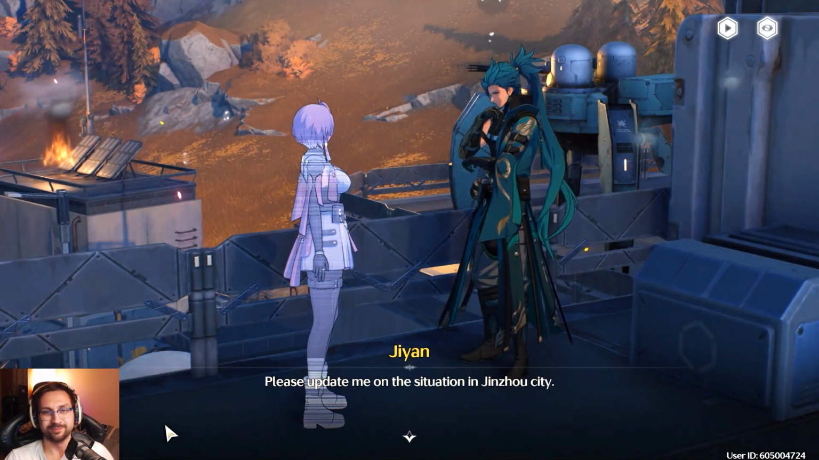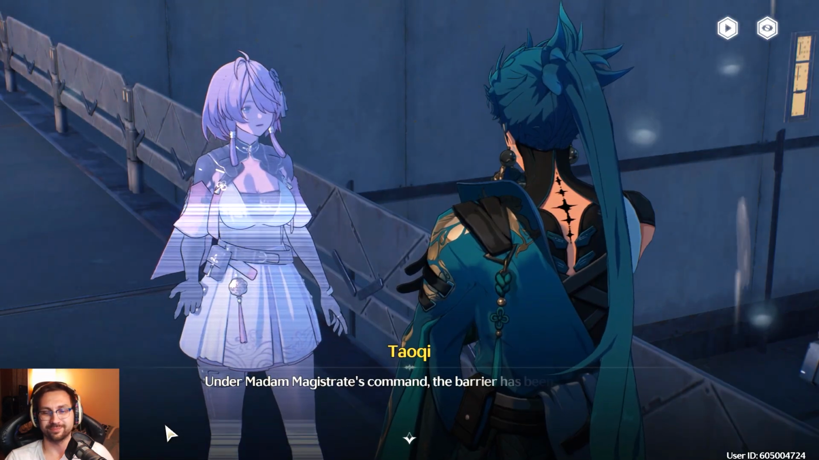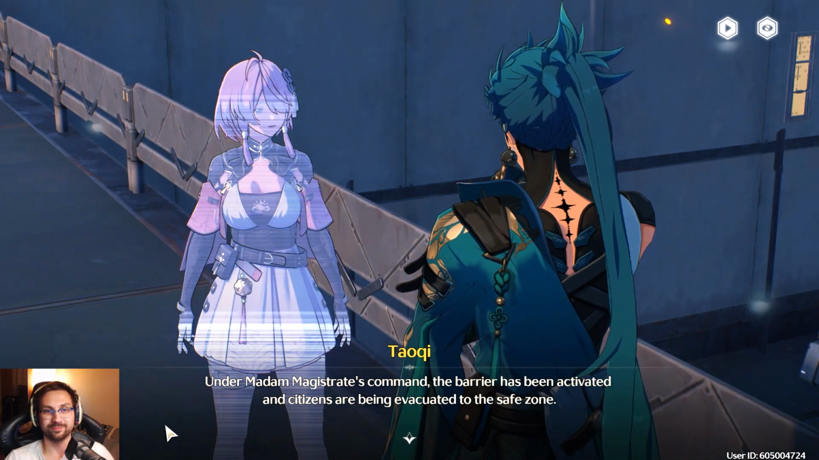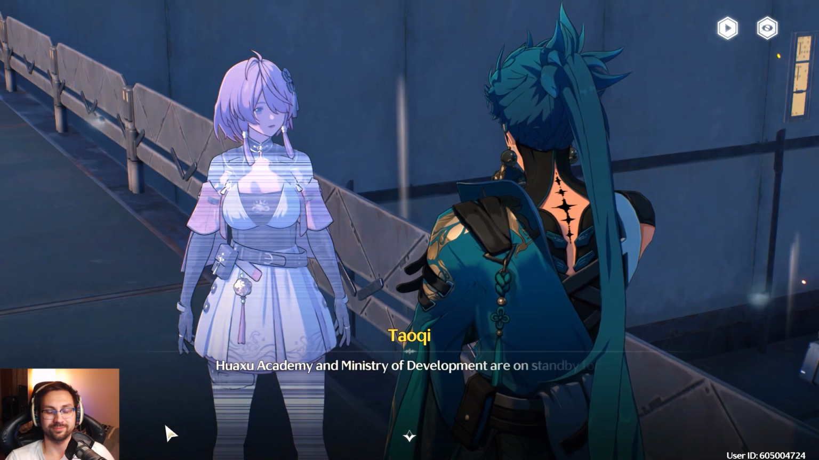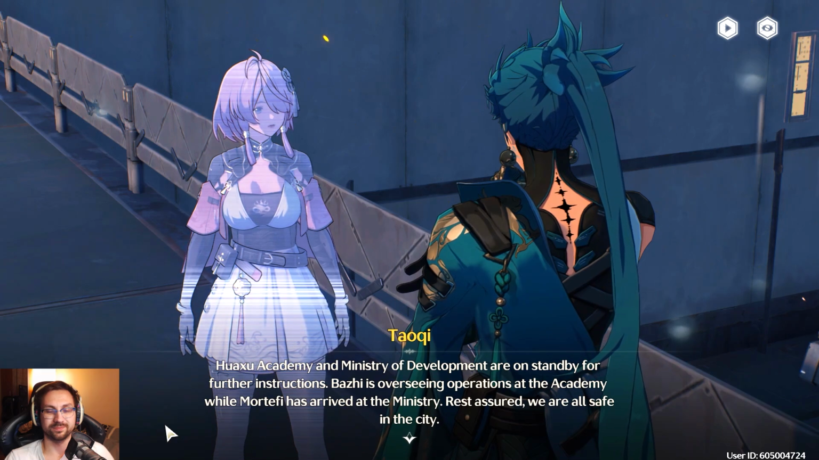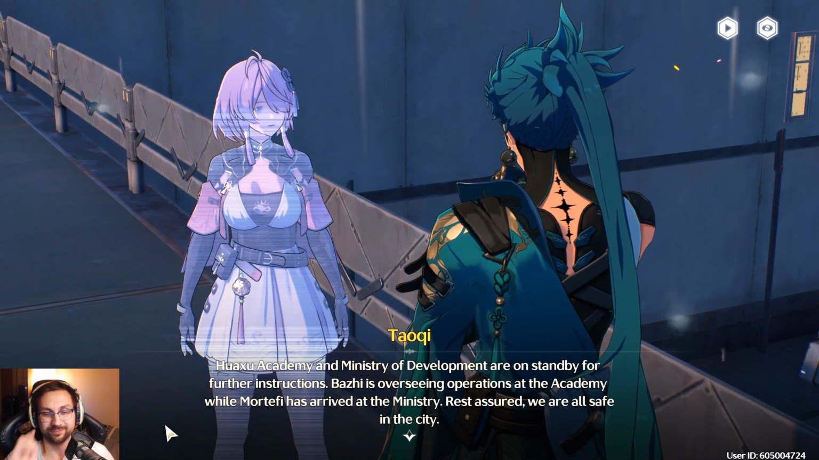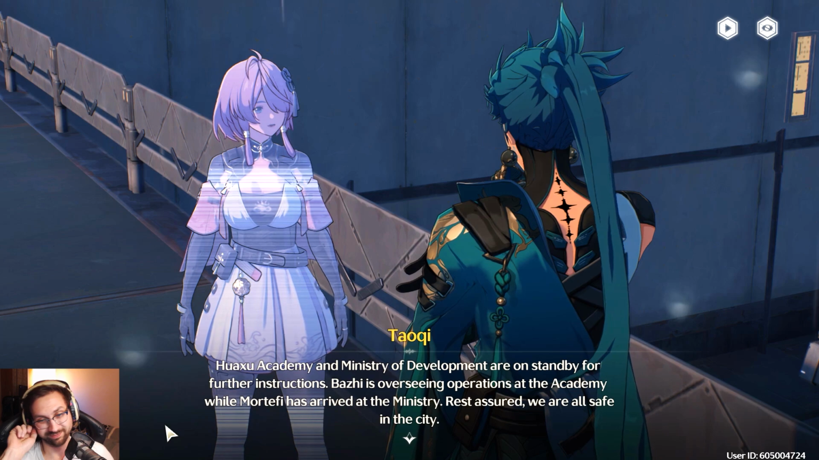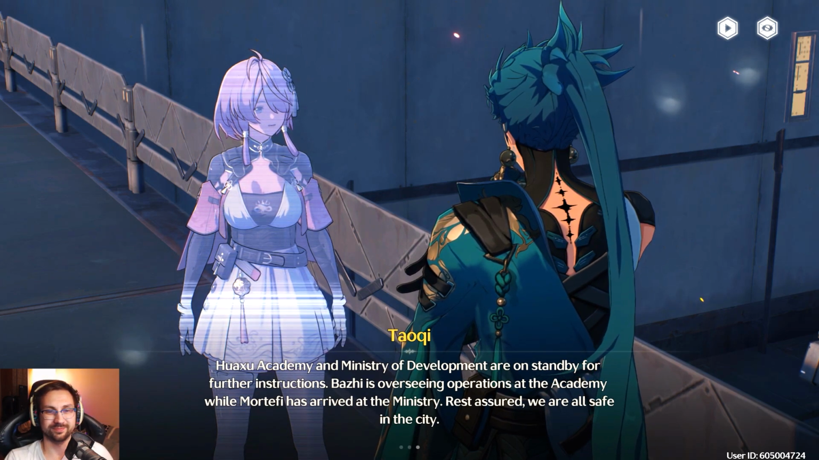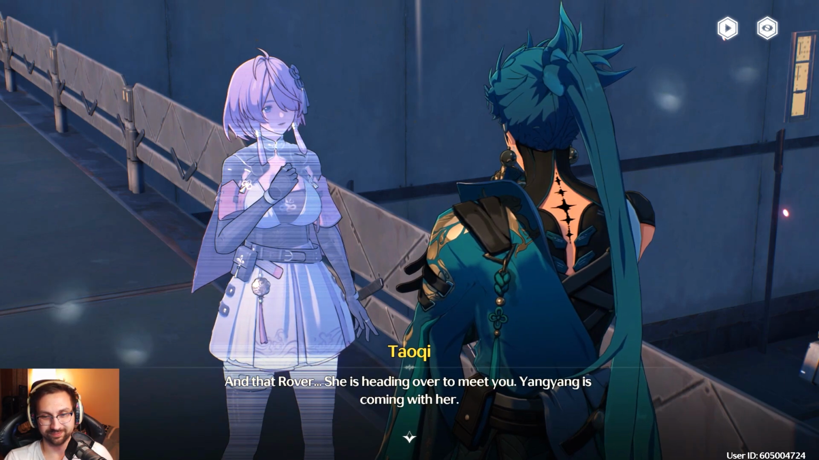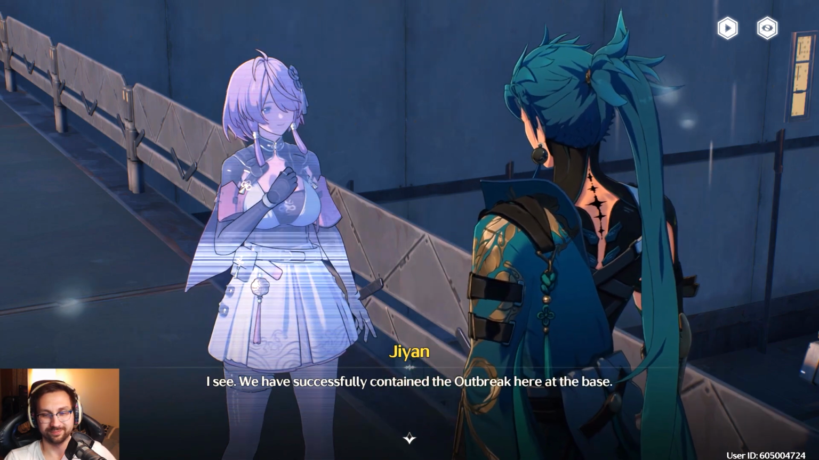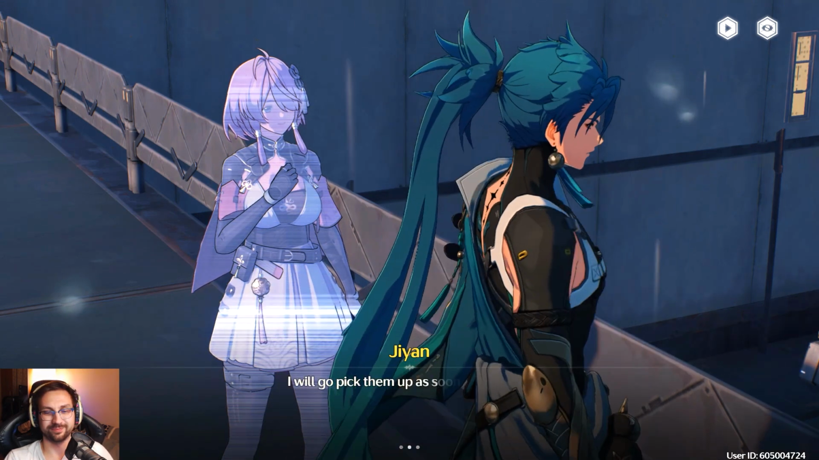Please update me on the situation in Jinzhou City. Under Madam Magistrate's command, the barrier has been activated, and citizens are being evacuated to the safe zone. Washu Academy and Ministry of Development are on standby for further instructions. Baiju is overseeing operations at the Academy, while Mortefi has arrived at the Ministry. Rest assured, we are all safe in the city, and Rover is heading over to meet you. Yangyang is coming with her. I see. We have successfully contained the outbreak here at the base. I will go pick them up as soon as possible.